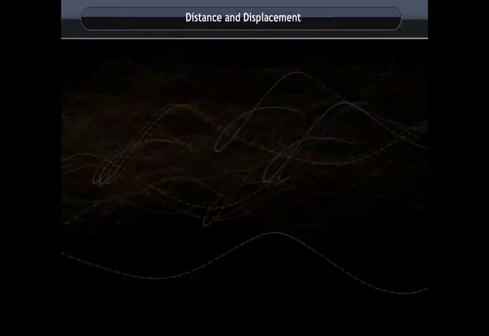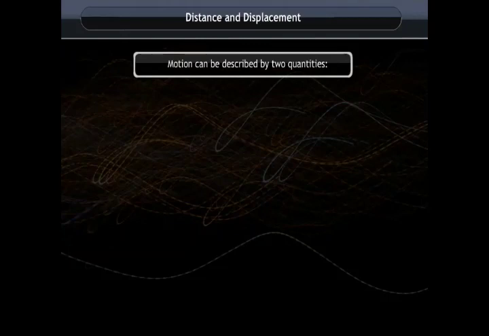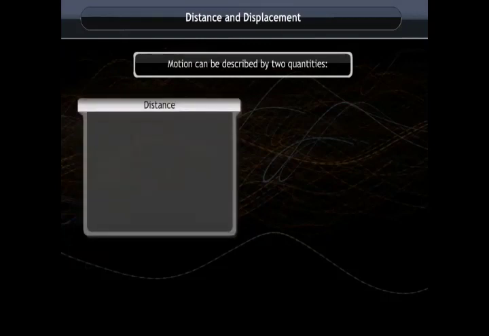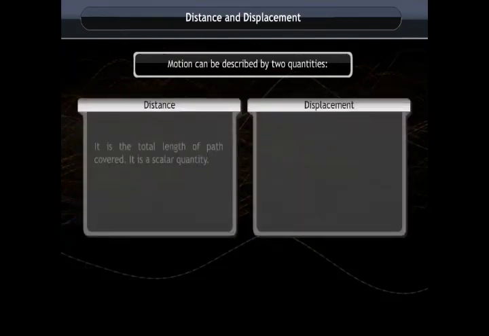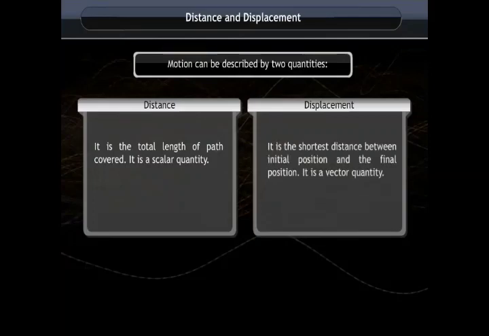Distance and displacement. Motion can be described by two quantities: distance and displacement. Distance is the total length of the path covered. It is a scalar quantity. Displacement is the shortest distance between the initial position and the final position. It is a vector quantity. Let us understand the difference between them.